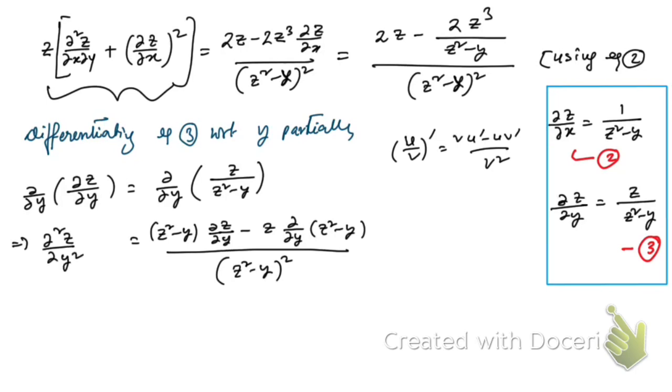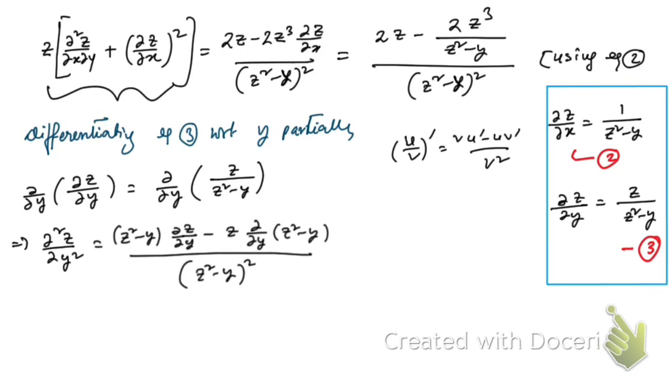So now let me simplify this. So what you can do here, so let me... z square minus y del z by del y minus, if you differentiate this, that's going to be 2z. So if you multiply it by z, then that's going to be 2z square. Then here this is minus y with respect to y. If you differentiate, that's going to be 1. Okay, that's going to be 1.